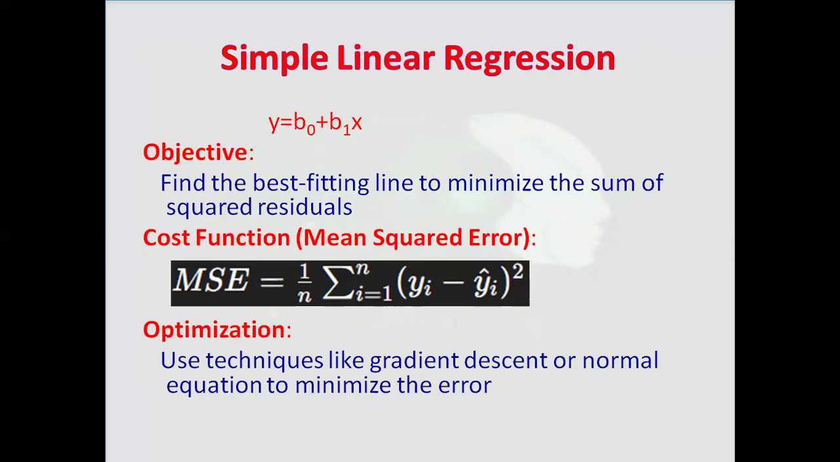The aim is to find the linear line of best fit that minimizes the difference between the actual and predicted values. This is often done using the cost function, that is the mean squared error, given by MSE = (1/n) summation i = 1 to n of (yi - yi cap) squared. Here yi is the actual value and yi cap is the predicted value. The model uses optimization techniques like gradient descent or normal equations to find the optimal values of the intercept and the slope that minimize the MSE, mean squared error, thereby achieving the best fit.